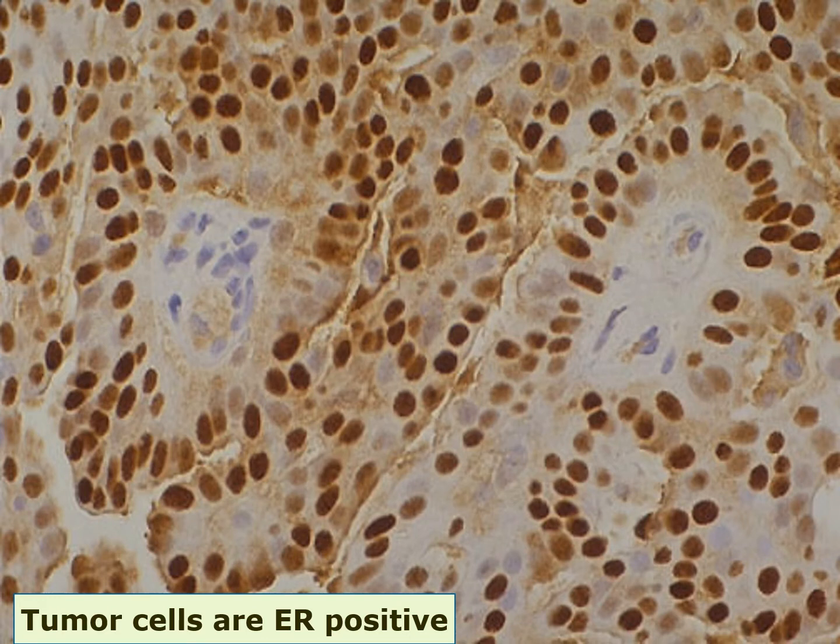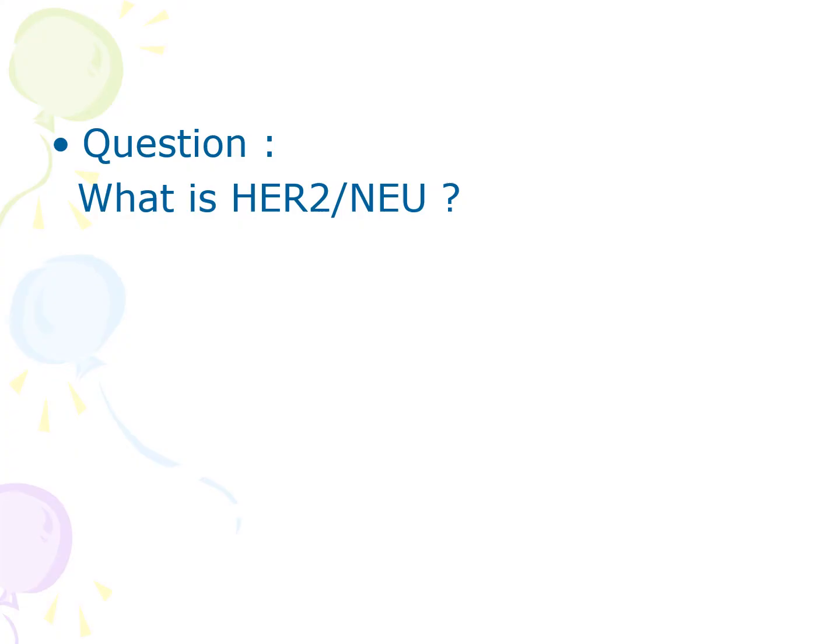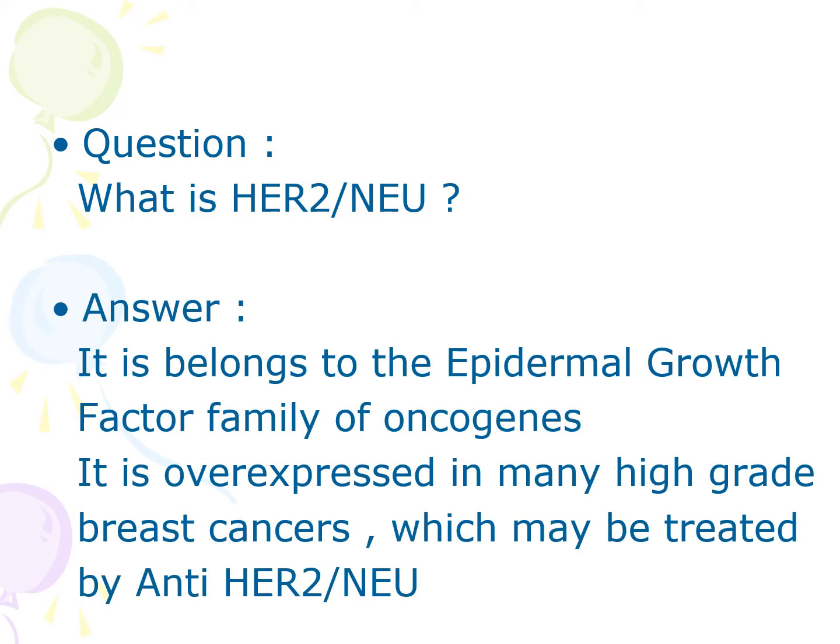These tumor cells in nuclei stained positive for estrogen receptor stain. These cells have membranous positivity for HER2/neu receptor stain. HER2/neu receptor is the human epidermal growth factor receptor 2. It's overexpressed in many high-grade cancers, which may be treated by anti-HER2/neu.